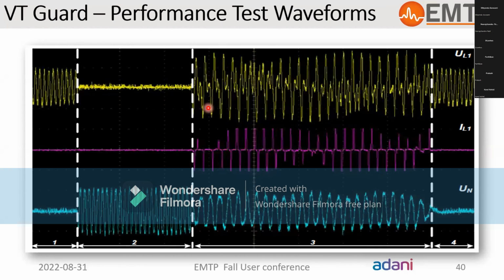And in this image, the actual damping provided by the device during the ferroresonance can also be seen. So these are the voltage and current waveforms before and after damping. Now, this is the waveform of the actual test setup.